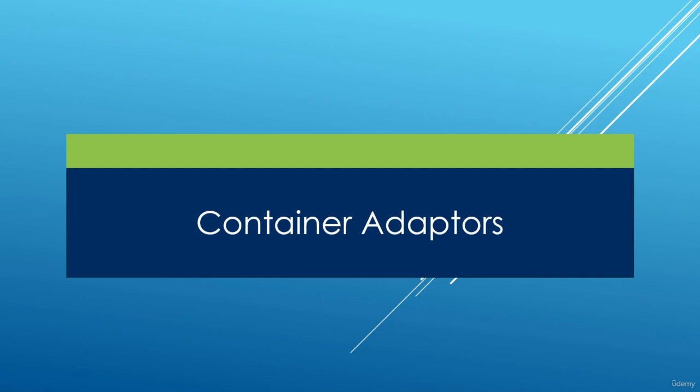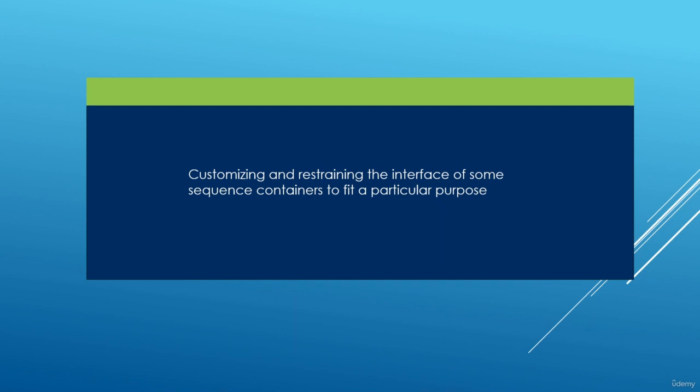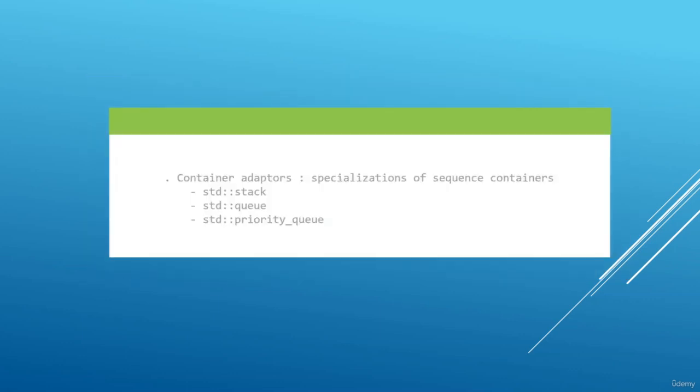In this lecture, we're going to start and learn about container adapters. And these are containers we can use to customize and restrain the interface of some sequence containers in the STL. And those are mainly going to be std::vector, std::list, and std::deque. And we are going to use these as a base and provide an interface that is fit for a given purpose. We will use these base containers to set up std::stack, std::queue, and std::priority_queue to have some kind of interface that we desire in our C++ program.